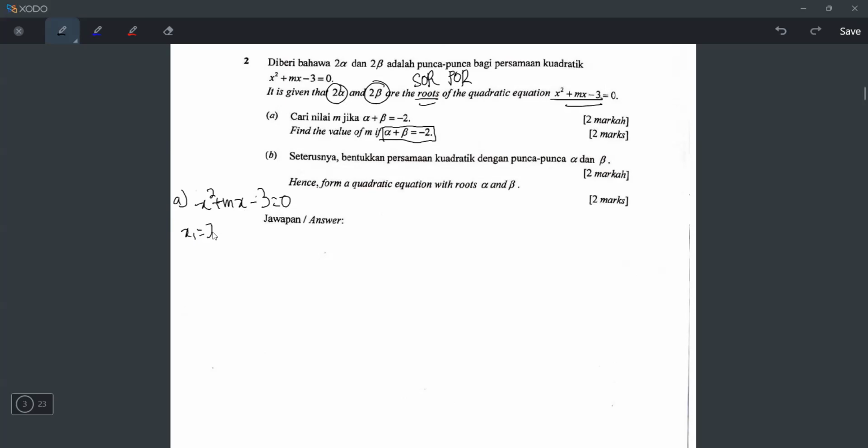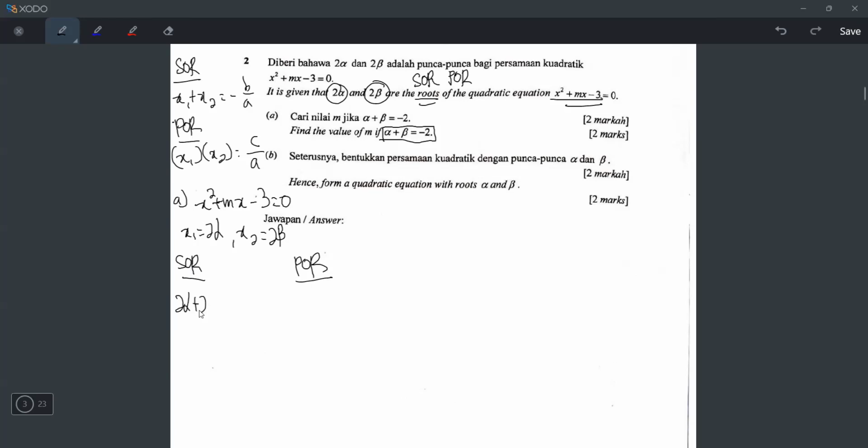The x1 is 2 alpha, because those are the roots, right? And x2 equals 2 beta. And what is the formula for SOR? The SOR formula is x1 plus x2 equals -b over a. And for POR, product of roots, x1 times x2 equals c over a. So now I will apply the SOR method inside this equation. So what is the SOR? x1 plus x2 equals -b over a.